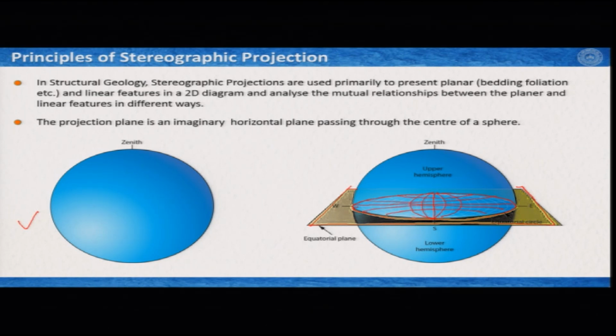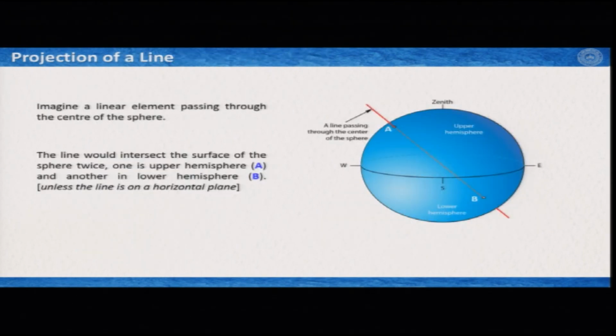So, we will see now how, using this concept of stereographic projection, what we have learned in our last lecture, we will plot a line, we will plot a plane, and we will also learn how to plot the normal of a plane in the Stereonet. Let us look at how to plot a line.